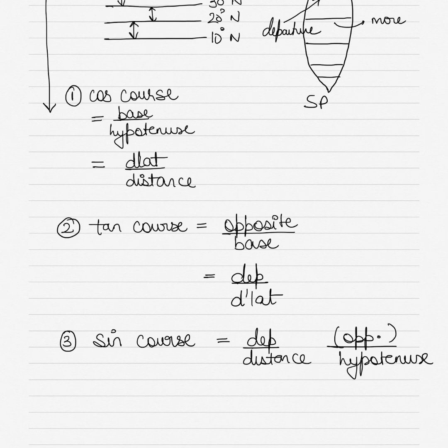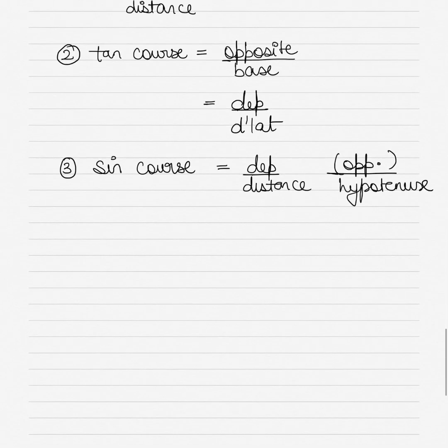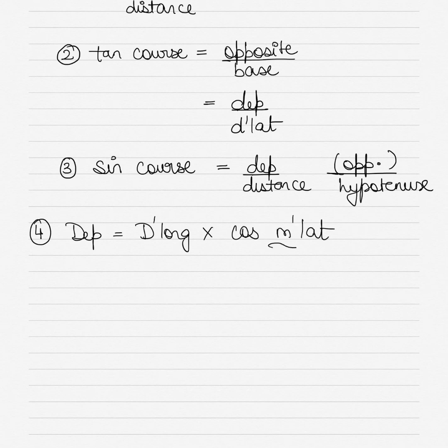So you've got these three formulas for plane sailing already and your job is done. The only formula that you have to remember and which cannot be derived from this triangle is departure equals d long multiplied by cos of m-lat. What is m-lat? M-lat stands for mean latitude. In some books it used to be called the mid latitude, but nowadays the term mid latitude is becoming obsolete. It's become obsolete for a long time. You call it mean latitude.